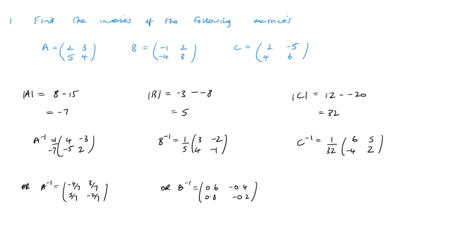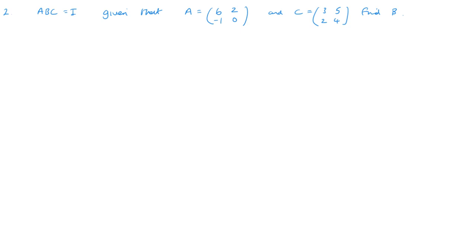Right, on to question 2. So given that ABC equals I, and we're given A and C, find B. So A, B, C equals I. We want to get B on its own. So first I'll multiply by the inverse of A. So that'll leave me with BC equals inverse of A. Then I multiply by the inverse of C, that's to the right. So A to the minus 1 times C to the minus 1. So B equals A to the minus 1, C to the minus 1.